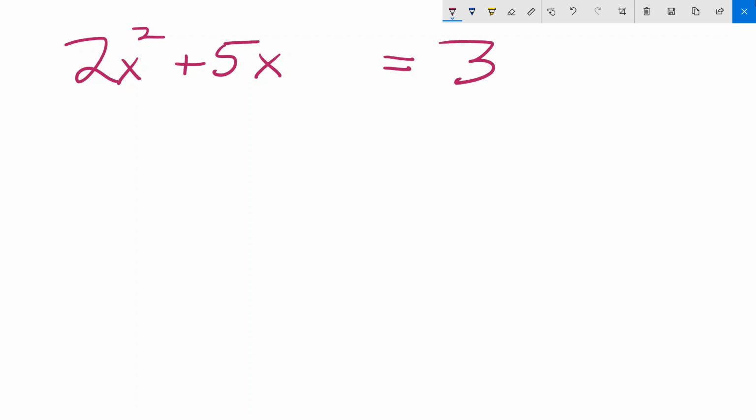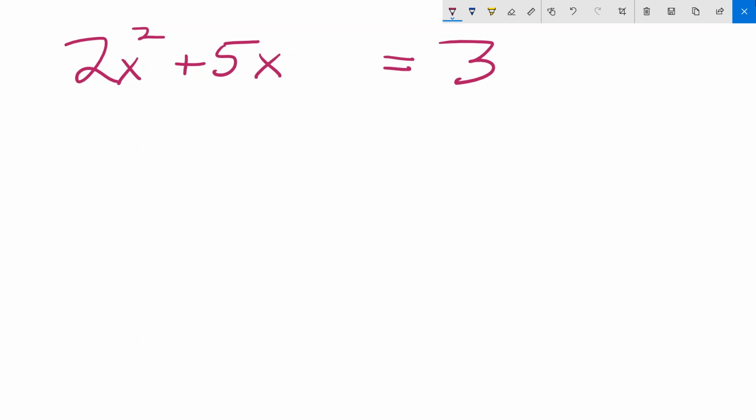Okay, here's one. 2x squared plus 5x minus 3. Minus what? 3. Okay, I'm going to go ahead and put that over on the right side right now.